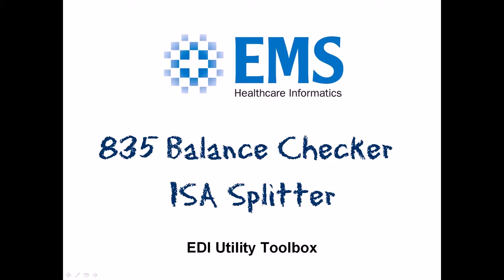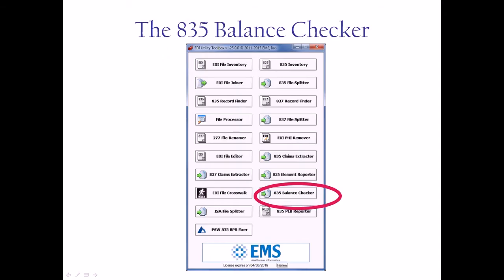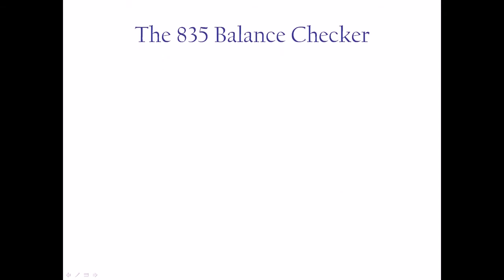In this video, we're going to look at two different tools, the 835 balance checker and the ISA file splitter in our EDI utility toolbox. Both utilities are pretty quick to demo. The 835 balance checker is strictly a compliance tool. It doesn't do anything with editing or copying or making new values or anything like that.